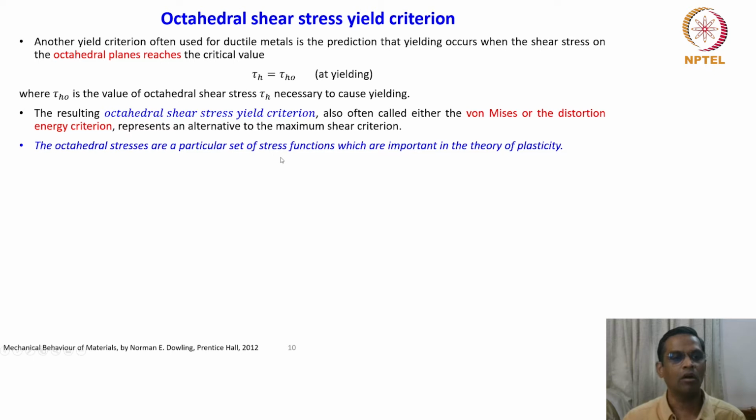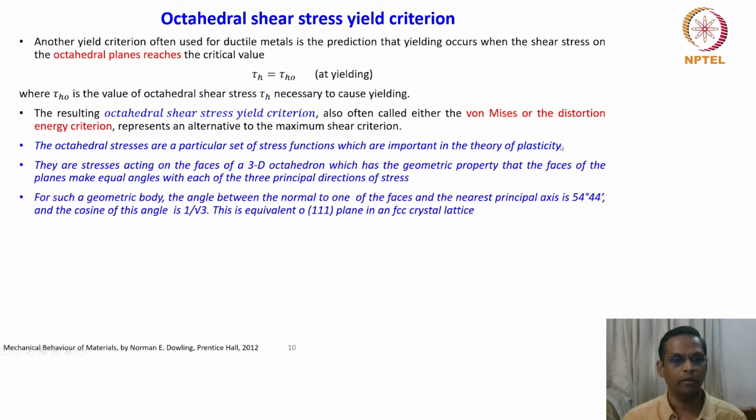So what are these octahedral stresses? The octahedral stresses are a particular set of stress functions which are important in the theory of plasticity. Okay. They are stresses acting on the faces of a 3D octahedron, which has the geometric property that the faces of the planes make equal angles with each of the three principal directions of the stress.